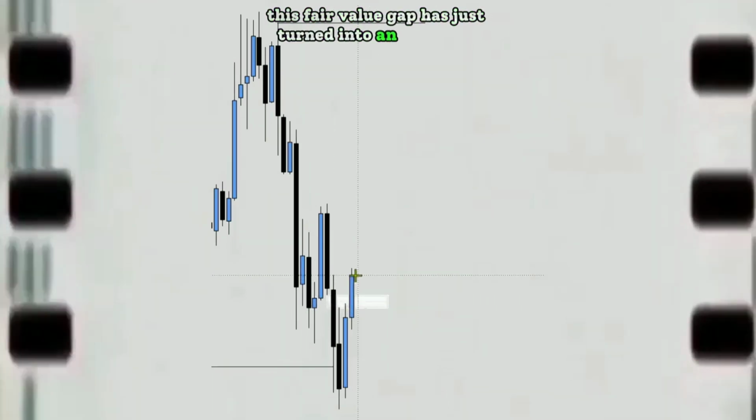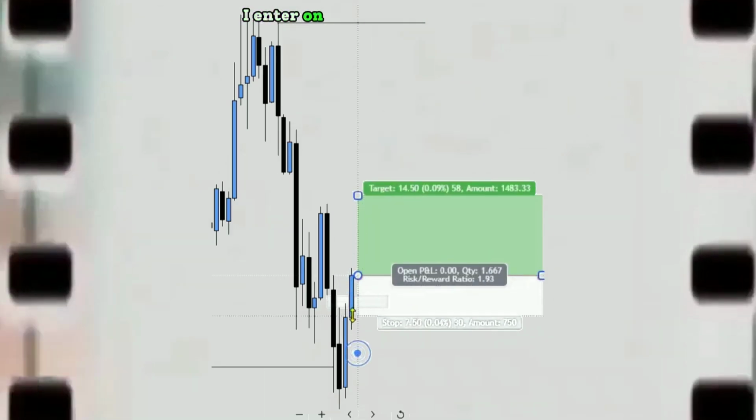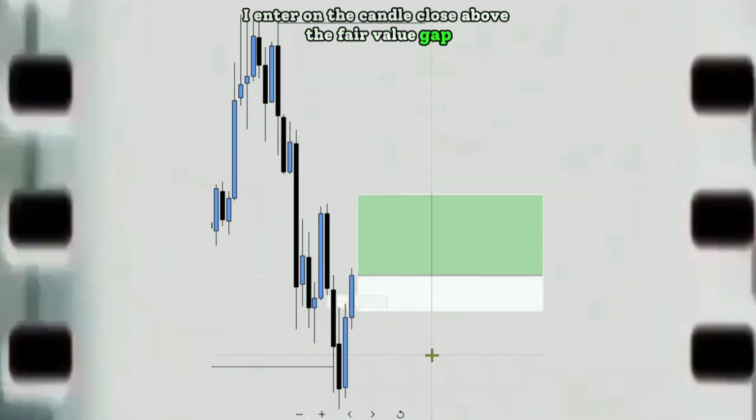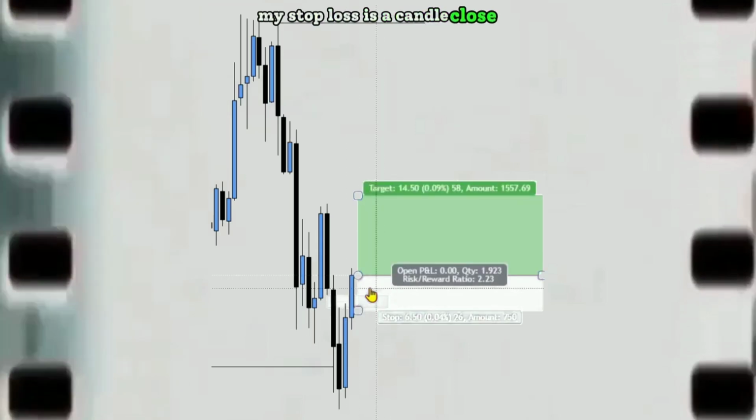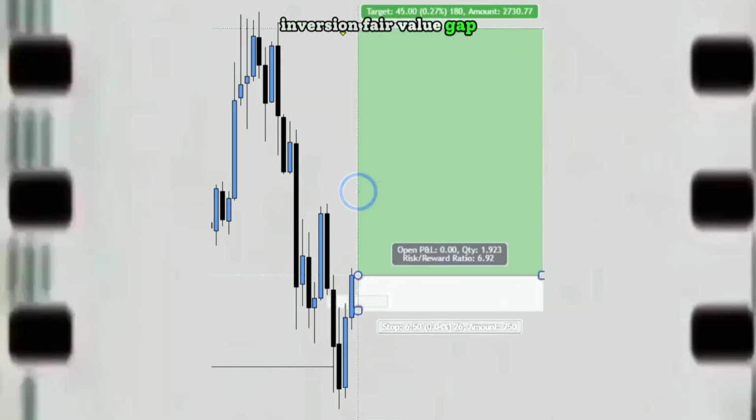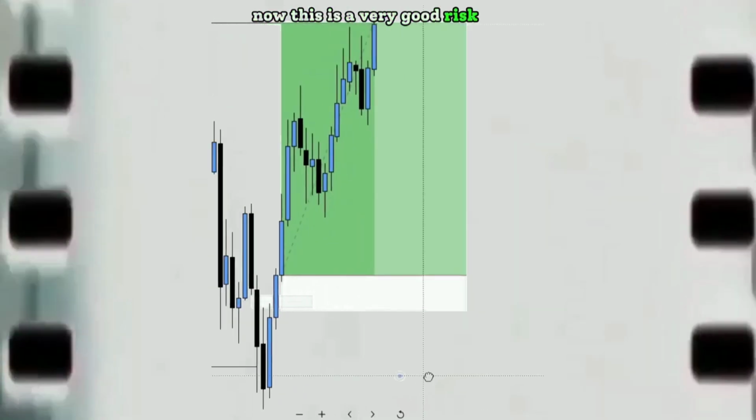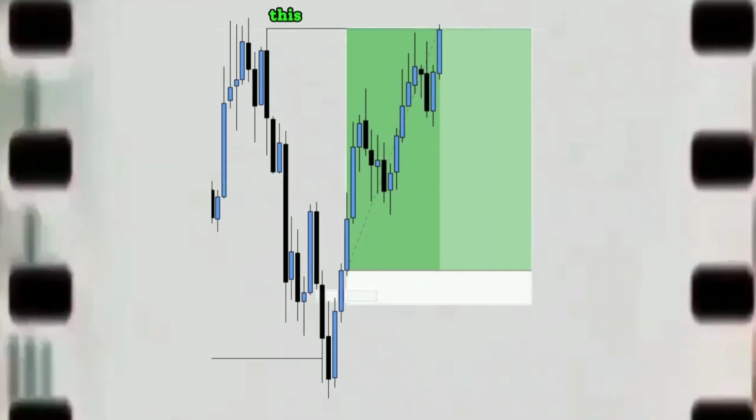Therefore, this fair value gap has just turned into an inversion fair value gap. I enter on the candle close above the fair value gap. My stop loss is a candle close back below this bearish fair value gap, and then my take profit is buy side liquidity. Now, this is a very good risk to reward.